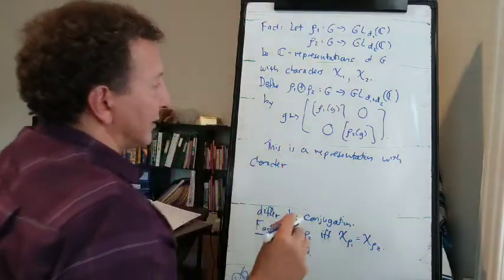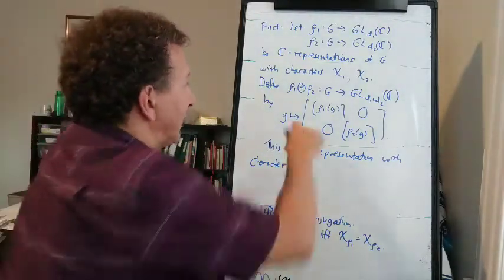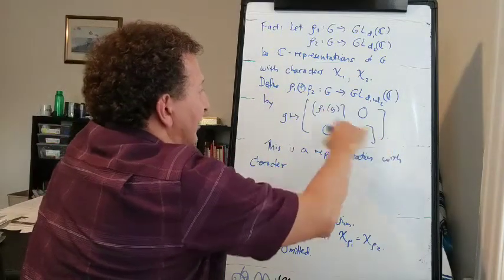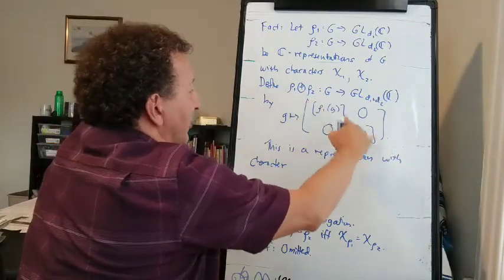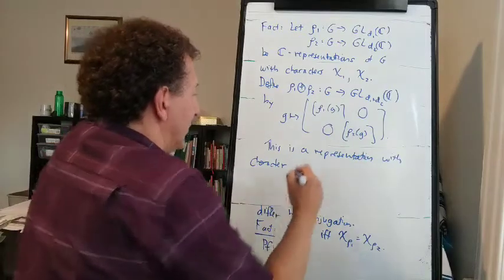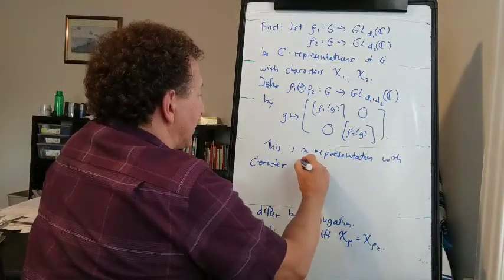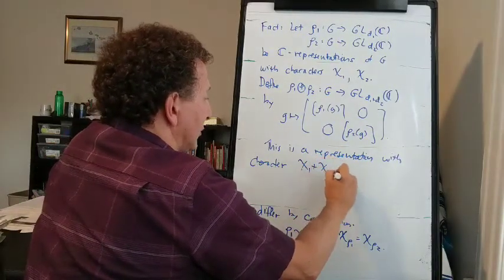Now the character is the trace of the representing matrix. If we're going to add up the diagonal entries, that's just like adding up these diagonal entries and adding up those diagonal entries and adding them together. So it's just going to be chi1 plus chi2.